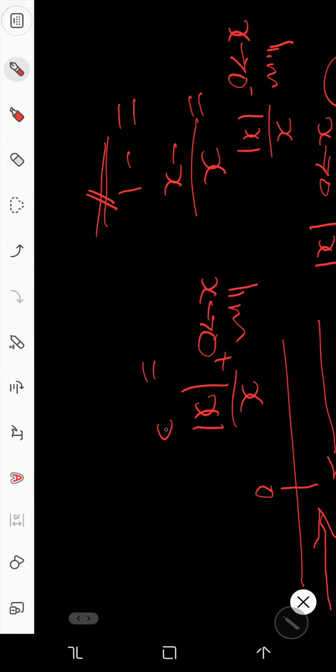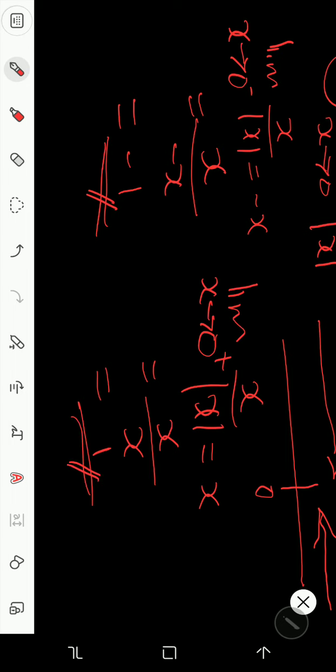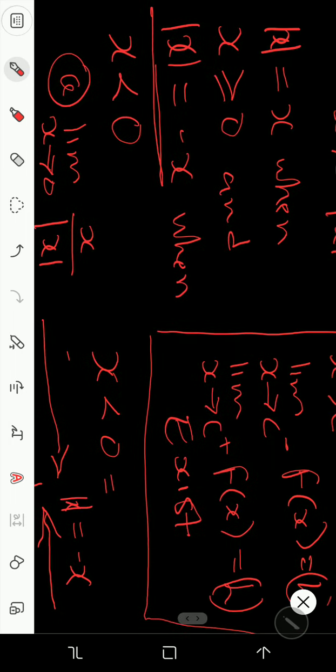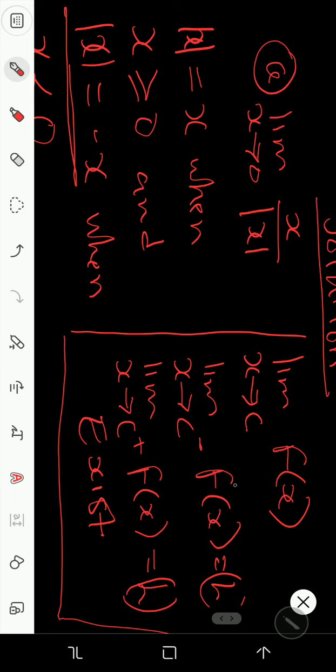Hence, evaluating this limit will be like this. Where there is the modulus of x, we put x. Here it was negative x because it was approaching from the left hand side. So in this case, approaching from the right hand side, the modulus of x will be x, which will give us 1.